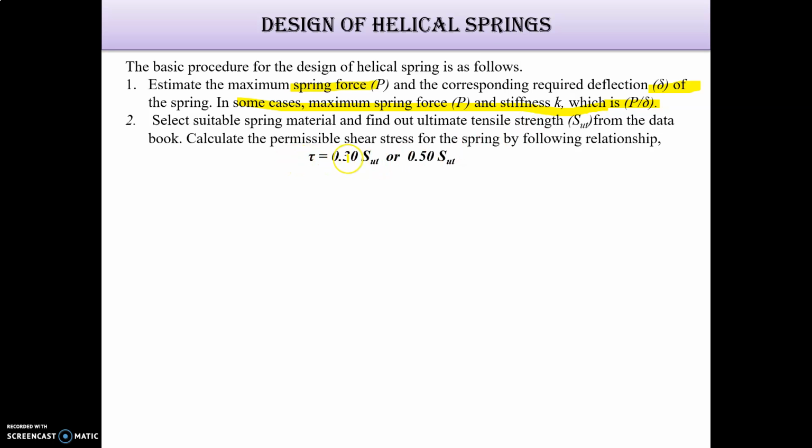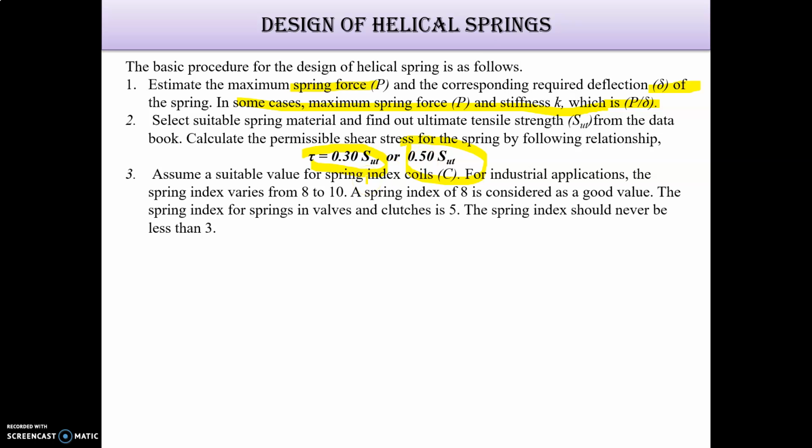For that, the permissible shear stress is 0.3 times SUT or 0.5 times SUT, or you can use any one of these. This is based on the theories of failure. Then we assume a suitable spring index. We have seen that the more suitable spring index is between 6 to 9, or you can select whatever you want above the value of 3. Here it is given as 8 to 10, so 8 is considered a good value. The spring index for springs in valves and clutches is 5. So based on the application, we have to select the spring index.